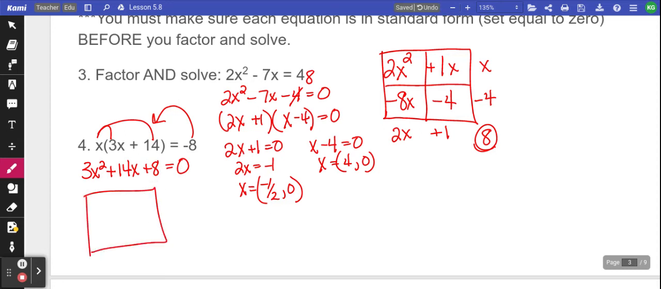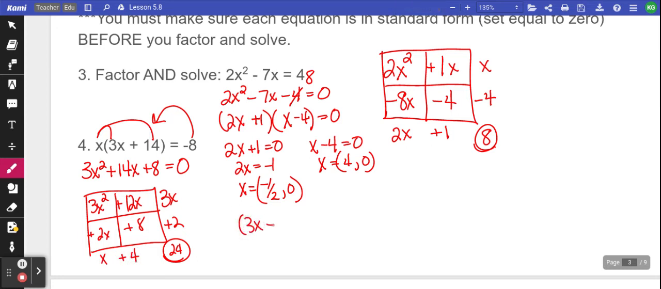Another window method, 3x squared times 8 is 24. Factors of 24 that add up to 14: 12 and 2. Sign chart says they're both plus. These have in common 3x plus 2 and x plus 4. So when I solve this 3x plus 2, I would subtract the 2 and divide by 3. And the other one I would subtract the 4.